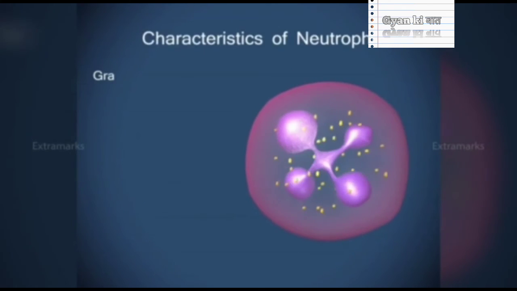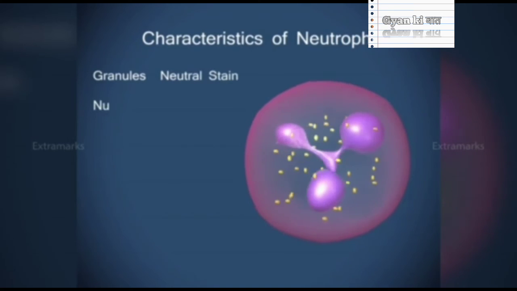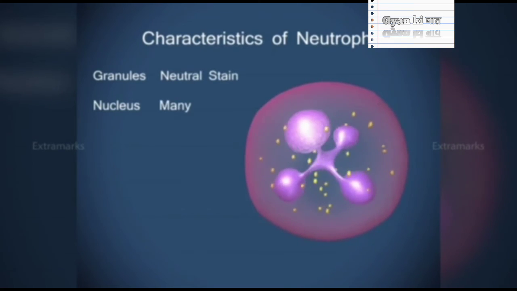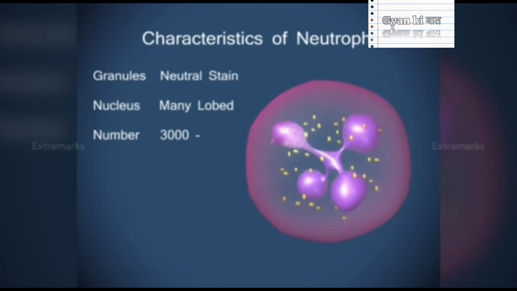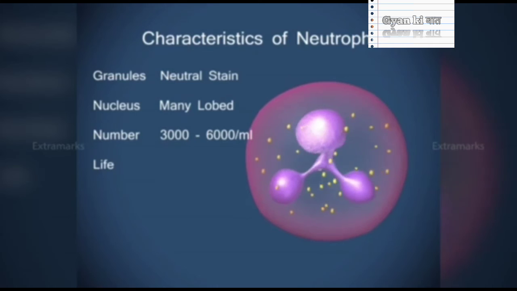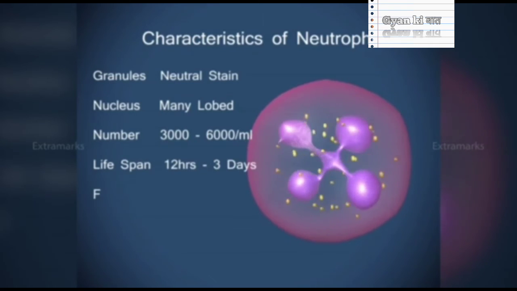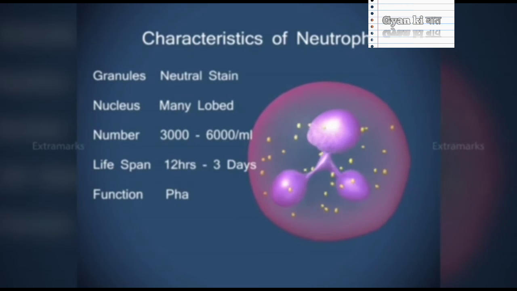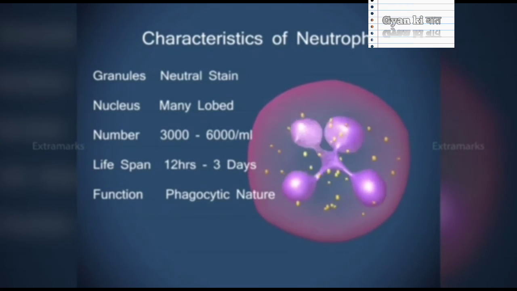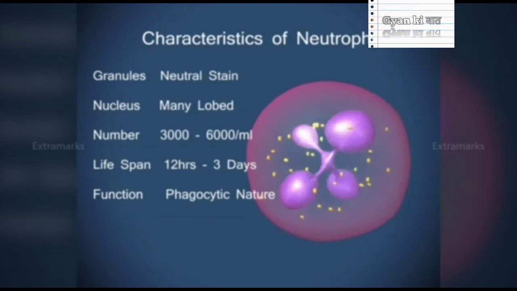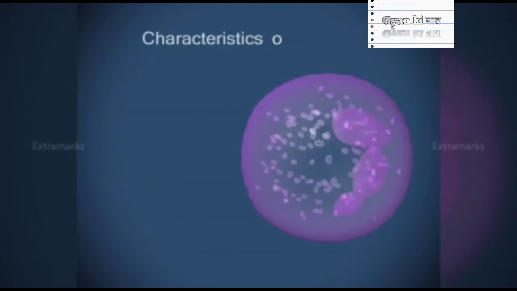Neutrophil contains neutral staining granules. Their nucleus is 2 to 7 lobed. They number 3,000 to 6,000 per milliliter of blood. Lifespan of neutrophil varies from 12 hours to 3 days. They destroy foreign harmful organisms by ingesting them. This function occurs by phagocytosis or cell eating.